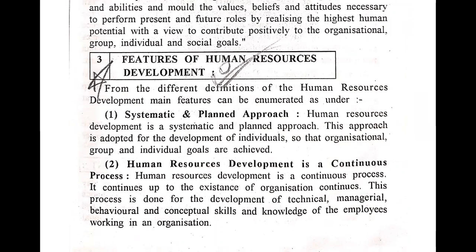So all the things are pre-decided, and the system has been decided by the manager or whosoever will do the development activity in advance, and it will be followed up by the system and the steps that are decided in advance by a particular person who will do the development activity of our employees. So guys, human resource development is a systematic and planned approach. This approach is adopted for the development of individuals, so that organizational, group, and individual goals are achieved.